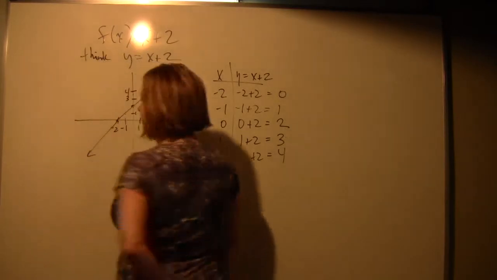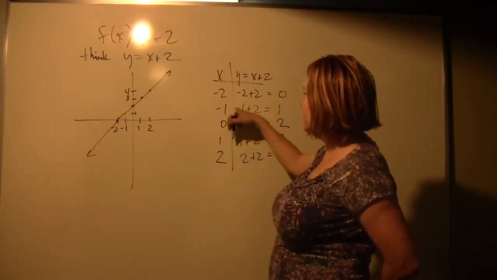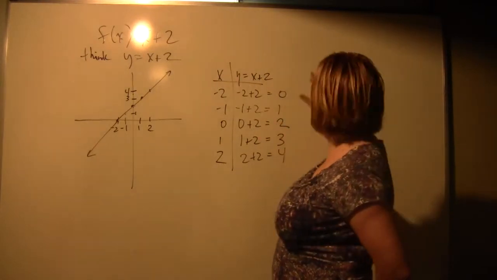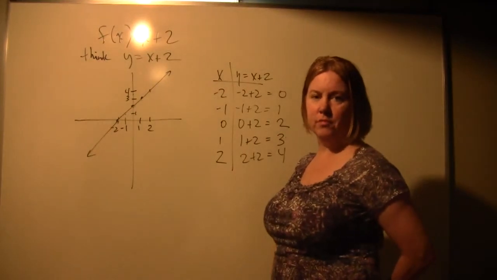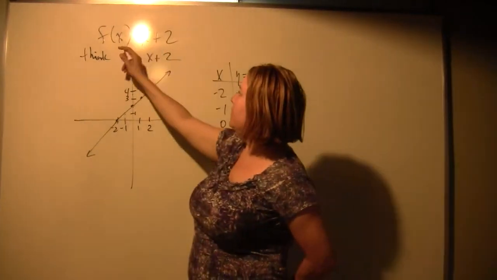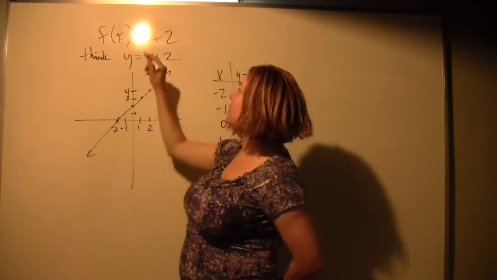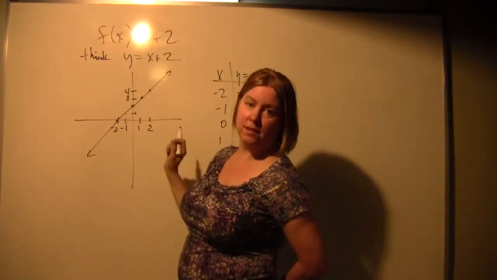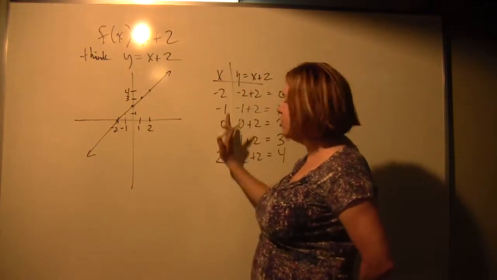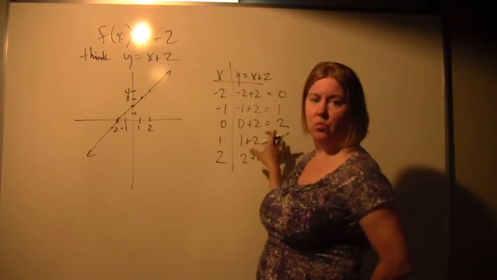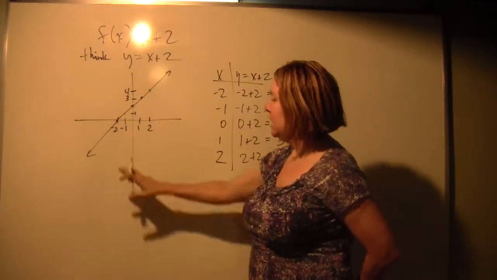And why is that a function? That is a function because all of our x values are unique and they correspond to exactly one y value. Okay, so f of x, the y, is a function of x. So you need your x in order to find your y. Okay, so that's an example of a function.